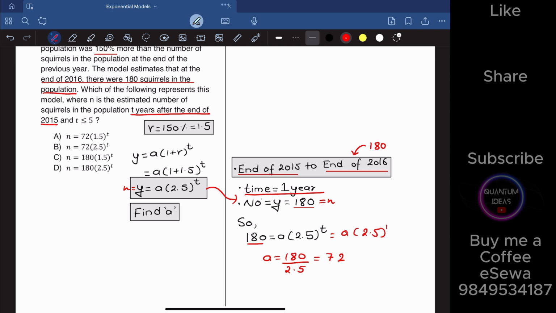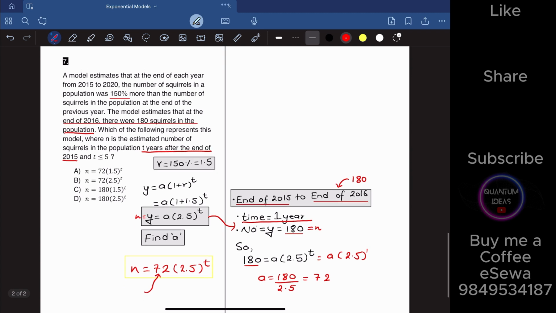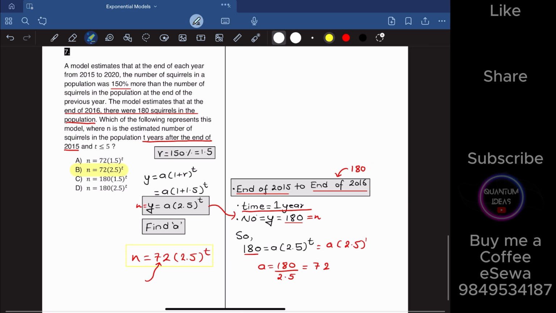So let's see the options. Our final answer is n equals 72 times 2.5 to the power t. Our main challenge here was to find the initial value of the squirrel population. That was our challenge, and the question was a little bit tricky. We have to give focus, then we can easily solve this kind of problem. So let's check which is our answer. B is our answer. Yeah, so let's move to the next one.